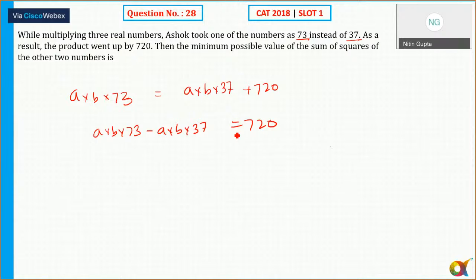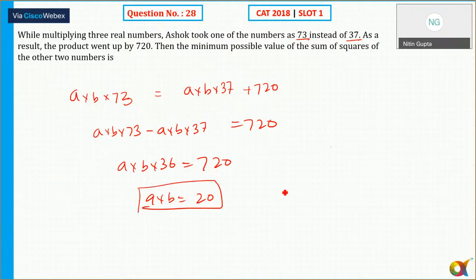So what is 73 minus 37? That is equal to 36. So A into B into 36 is equal to 720. So A into B is equal to 20. Then we need the minimum possible value of the sum. So it says A into B is 20, then I need to find out the minimum possible value of A square plus B square.